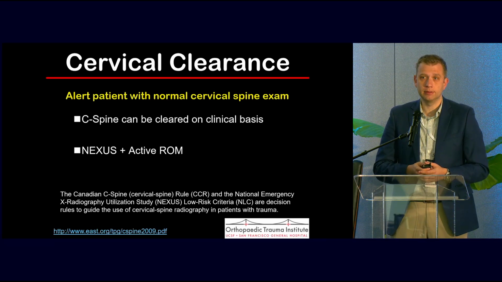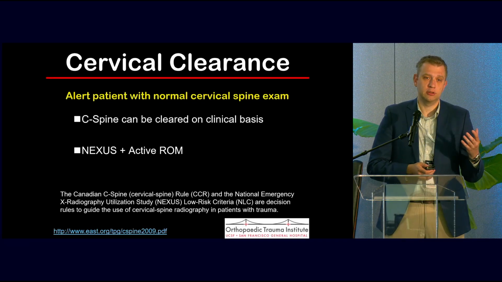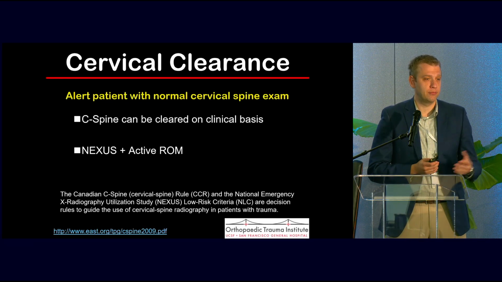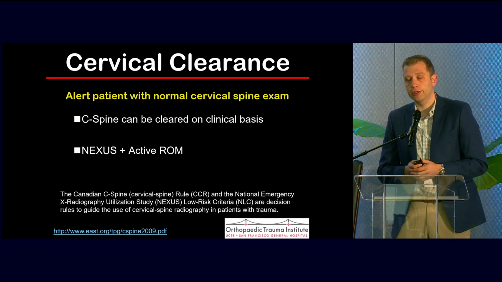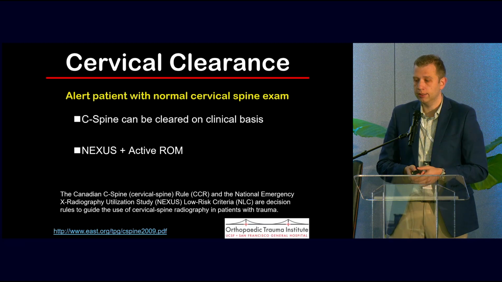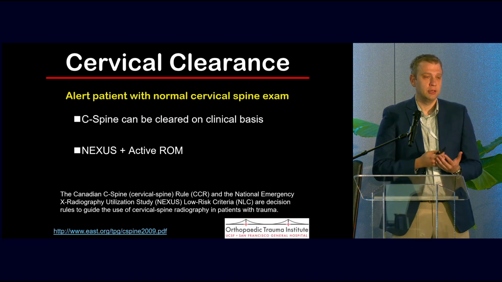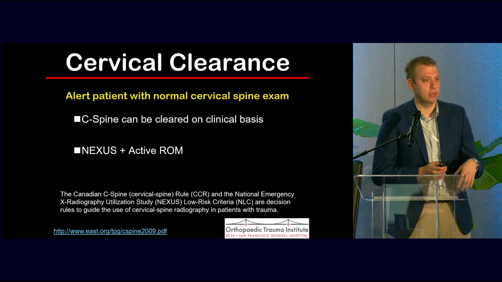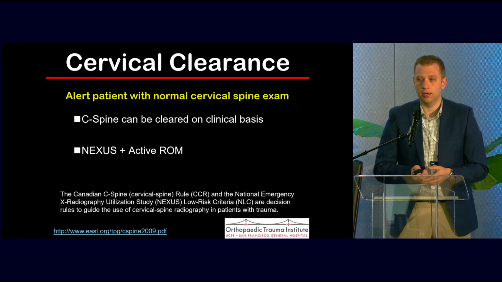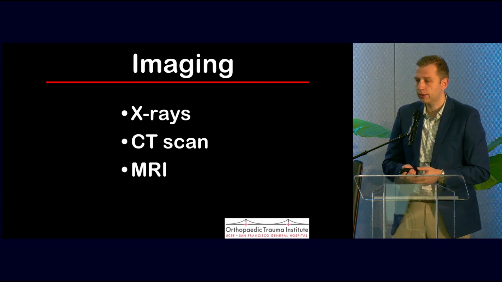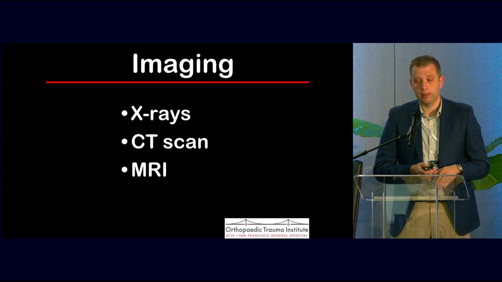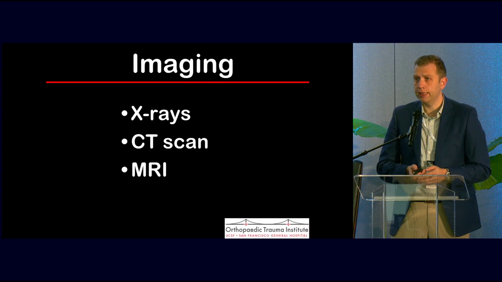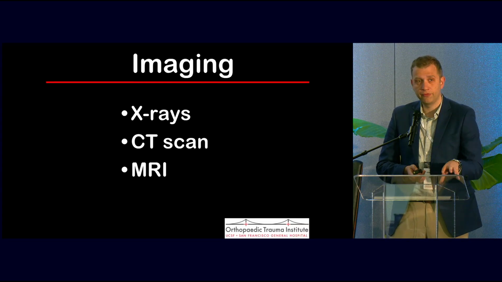Now, oftentimes in traumas, the patient's GCS isn't a full 15. They may have distracting injury. They may be intoxicated. And so in those cases, you either get a cervical X-ray or, in these days, a cervical CT. So let's go over the imaging modalities a little bit to see how to interpret them. And I'll really be focused more on the X-rays and the CTs in this section.